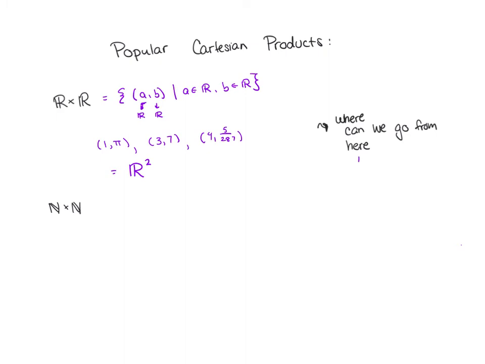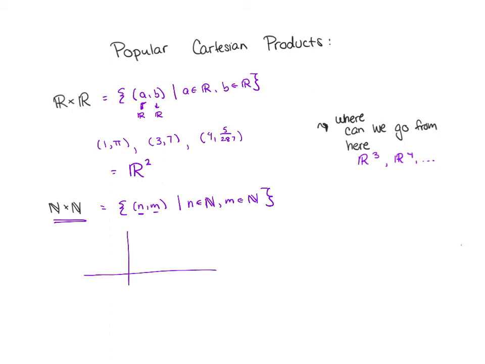So where can we go from here, right? We could talk about R3, R4, etc. So we'll think about how we can define those. I could also define something like N cross N. So then I'm going to have the set of maybe (n, m). We like to use letters near n when describing natural numbers, such that n is in N and m is also in N. So I could have my set of natural number ordered pairs.